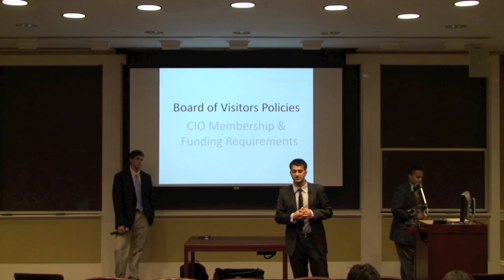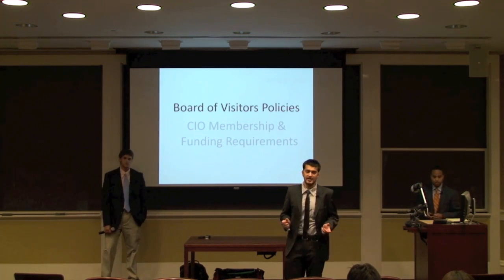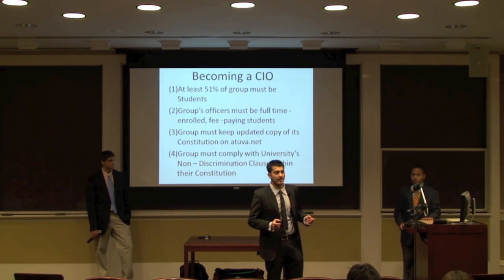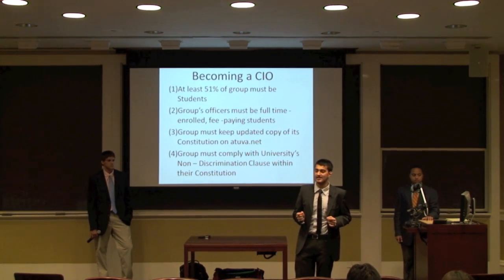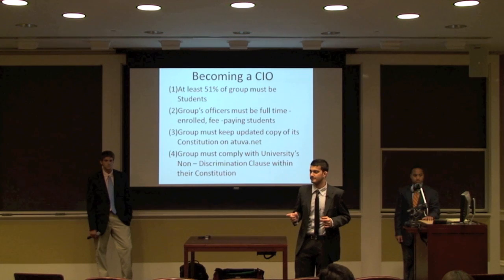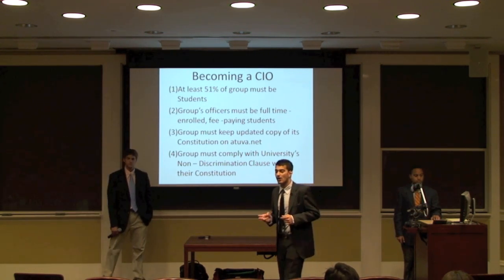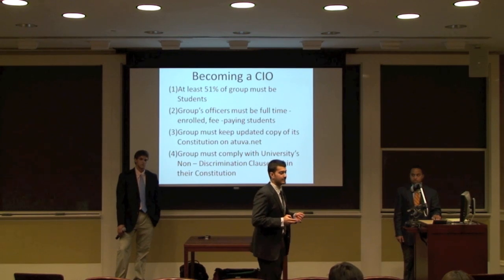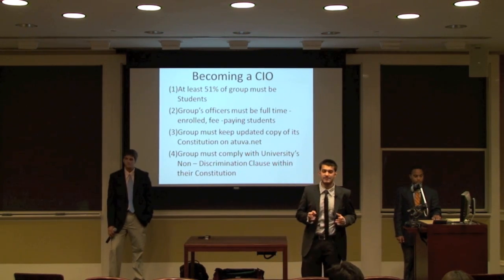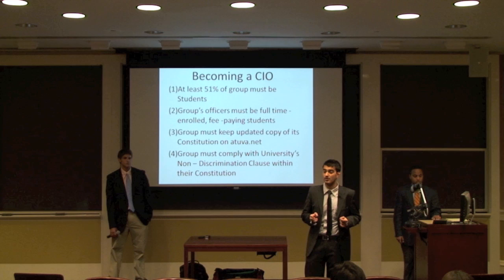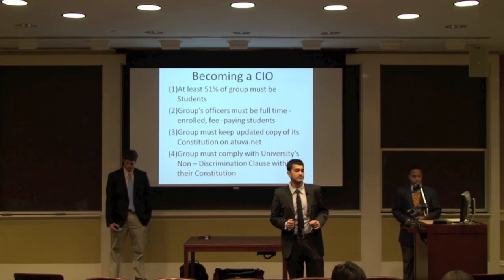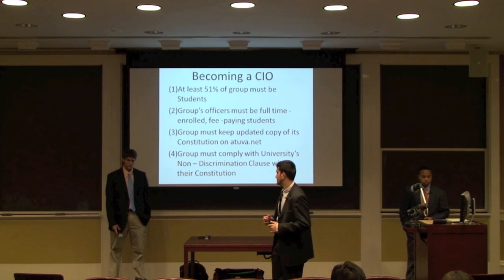To satisfy the criteria of becoming a CIO, there are really 4 things you have to satisfy. Number 1, your student body has to have at least 51% students within it. Number 2, your officers have to be fully enrolled fee-paying students at the University of Virginia. Number 3, you have to have a copy of your constitution posted on @uva.net. And finally, you have to comply with the non-discrimination clause within your constitution.